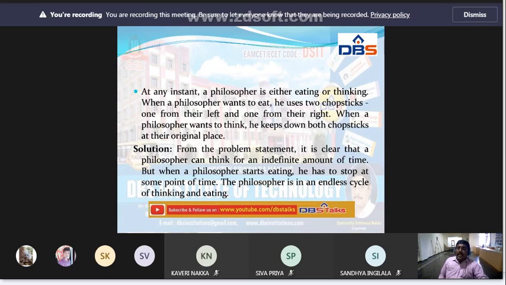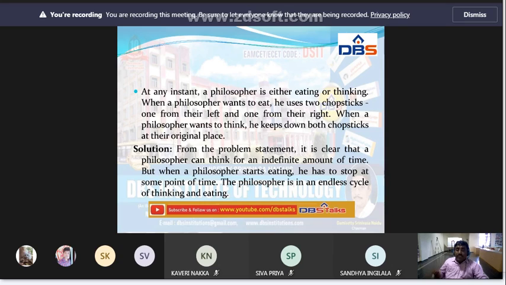Here, it is not possible for everyone to eat at once. Why? Because we have only 5 chopsticks. The solution to the dining philosopher problem: from the problem statement, it is clear that a philosopher can think for an indefinite amount of time. That means he is in the process of thinking.